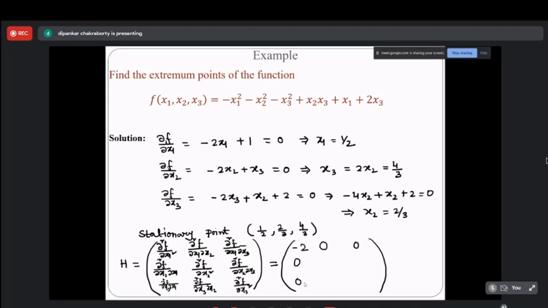So now next is what? Del 2f del x2 squared. Minus 2. Okay. Del 2f del x2 del x3 will be what? 1. And this will also be 1 then. No need to calculate. And del 2f del x3 squared, what will be that? Minus 2.